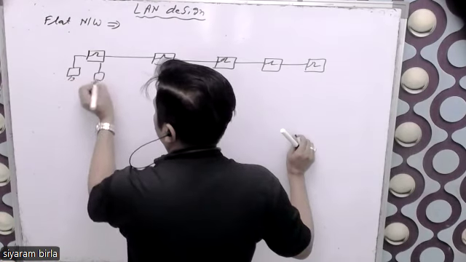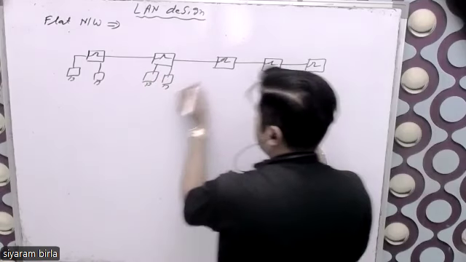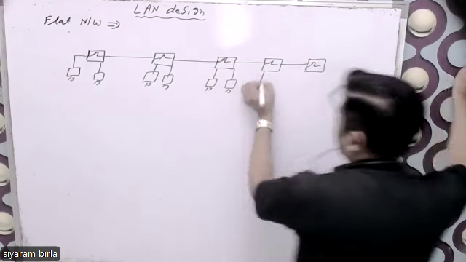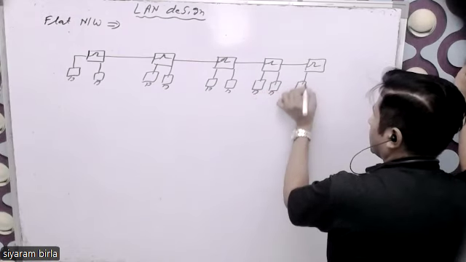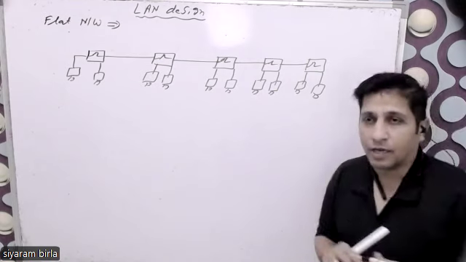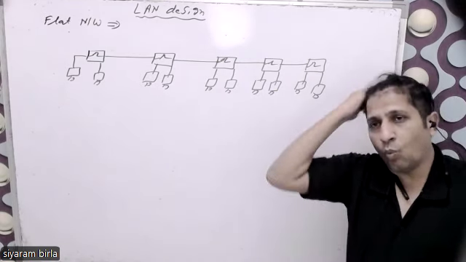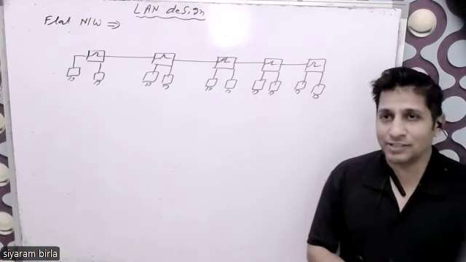Here are the computers. Switches are connected to the computers. So all computers are connected to the switch, and these switches are connected in the series. So what is the impact of this, if they are connected in the series?